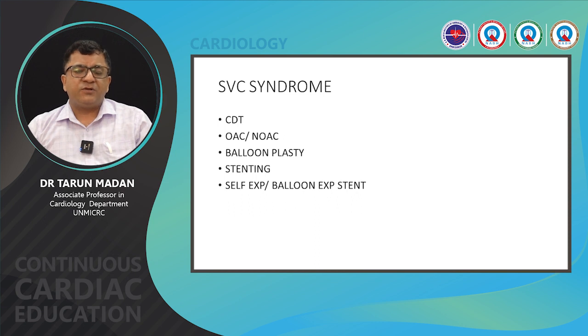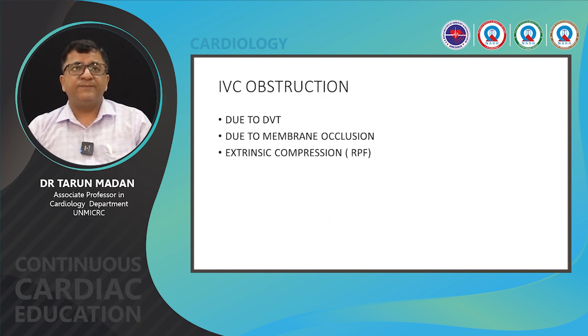Similarly, in these patients also, catheter-directed thrombolysis, known by the acronym CDT, and novel oral anticoagulants as discussed, apixaban or rivaroxaban, are used. Then balloon angioplasty, and if required, you can put a stent in the superior vena cava. These stents can be self-expanding or balloon-expanding. Balloon-expanding stents have good radial strength. Self-expanding stents are available in large diameters, but have moderate radial strength.